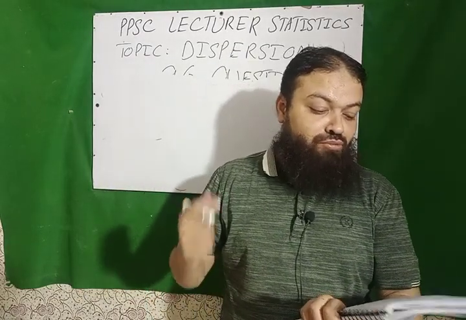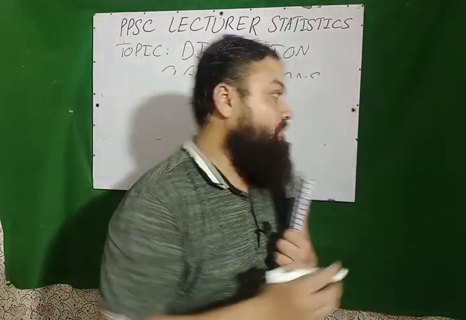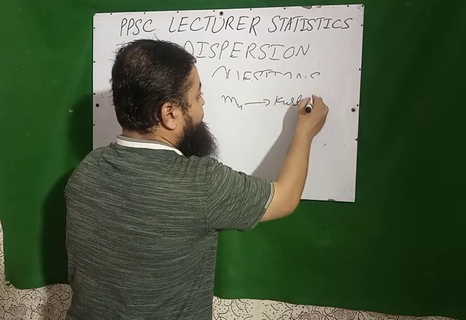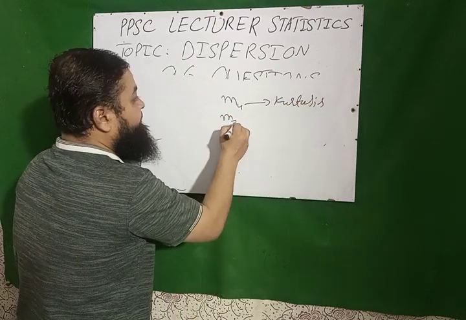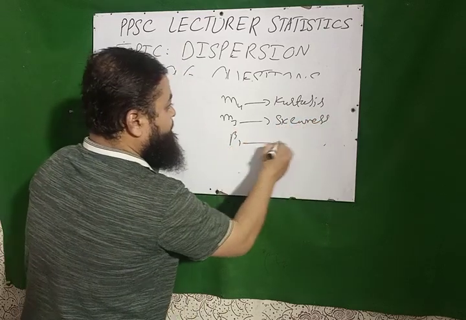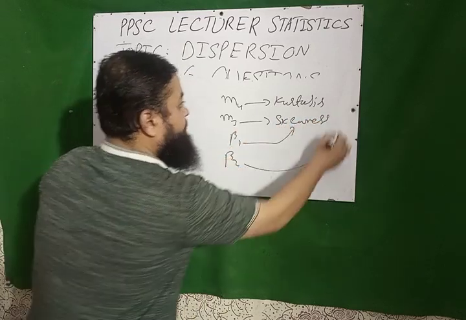Next is the fourth moment, which is very important. Fourth moment is a measure of kurtosis. Dear students, please keep in mind, and M3 is a measure of skewness. Beta 1 is the coefficient of skewness, beta 2 is the coefficient of kurtosis.